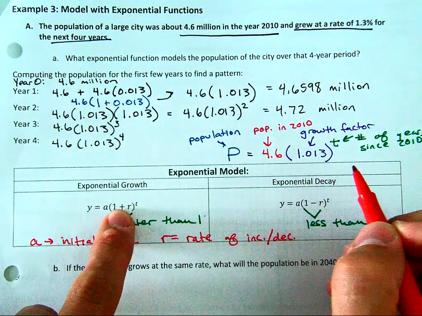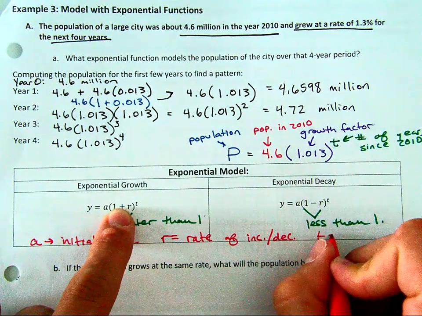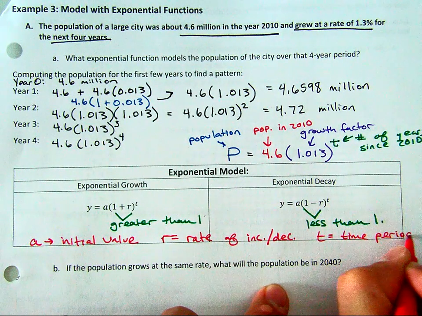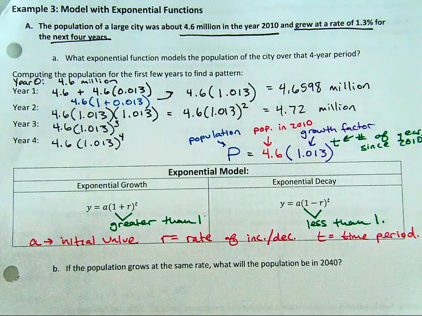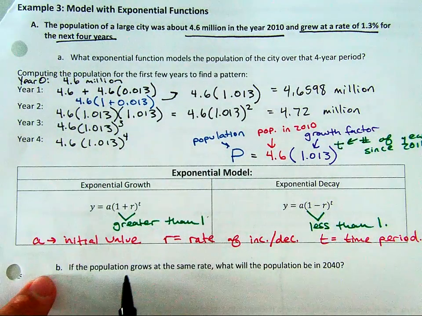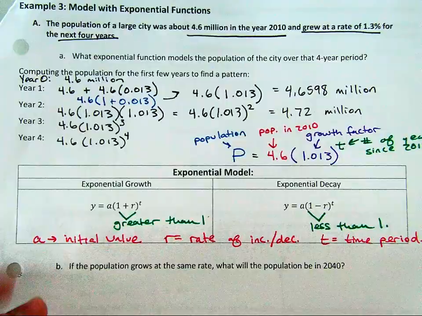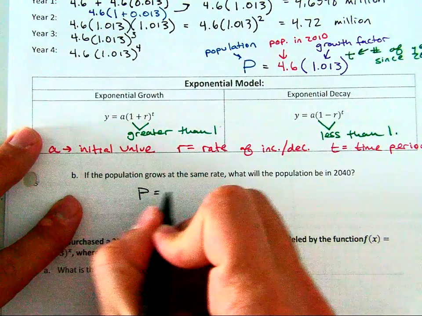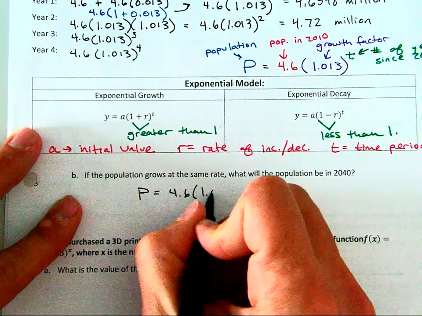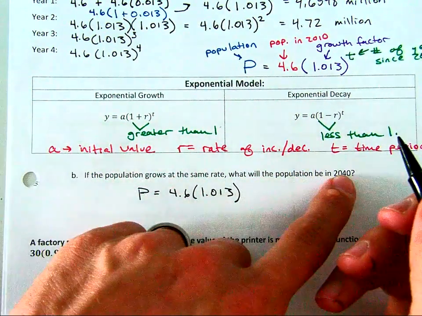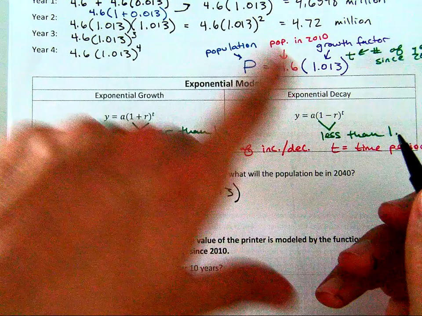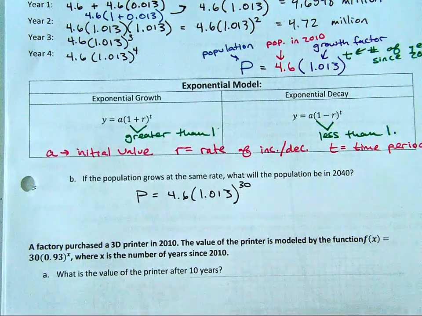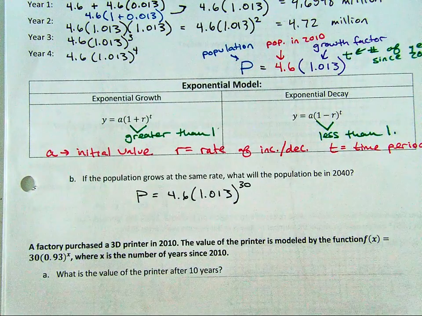Question B asks, if the population grows at the same rate, what will the population be in 2040? Well, we're going to take this model, P equals 4.6 times 1.013 to the T. In 2040 is 30 years after 2010, where this model started. So we're going to put 30 in for T. We put that into the calculator, and it ends up giving us 6.777 million people.